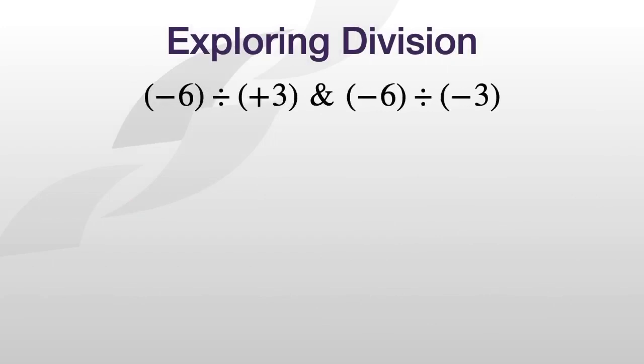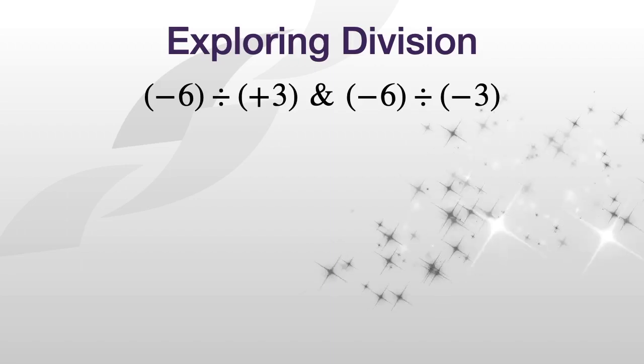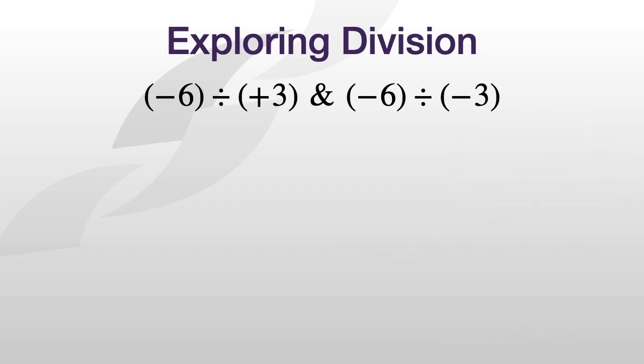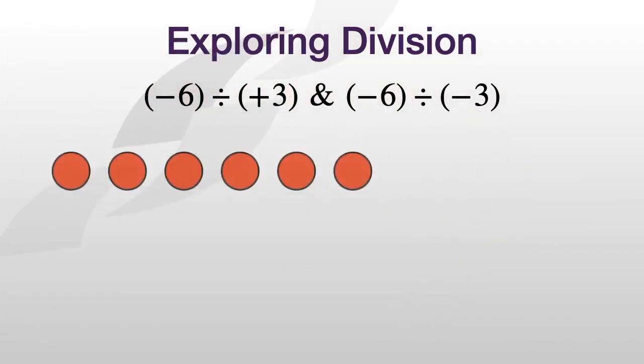Let's take a closer look at negative 6 divided by positive 3 and negative 6 divided by negative 3. How would you model each expression? Is it more helpful to think of dividing as sharing or measuring? Why? -6 can be represented using 6 red counters. On a number line, -6 is placed 6 units to the left of 0.